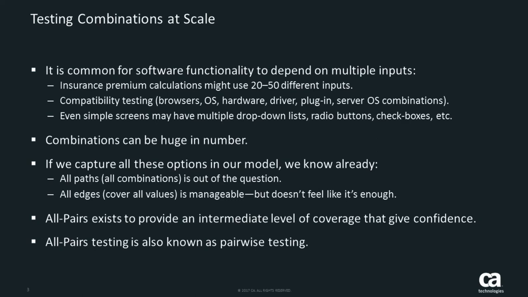Now what we know from our use of ARD is that all paths, all combinations might be out of the question for a realistic size system. And if we select all edges, that is, we cover all the values that our variables can take, this might be more manageable, but then sometimes it doesn't feel like it's enough. So we need something in the middle to help us build confidence. Now, all pairs fits the bill quite nicely in that it exists to provide an intermediate level of coverage between all edges and all paths. All pairs testing is also known as pairwise testing, so some people have a different label for it.